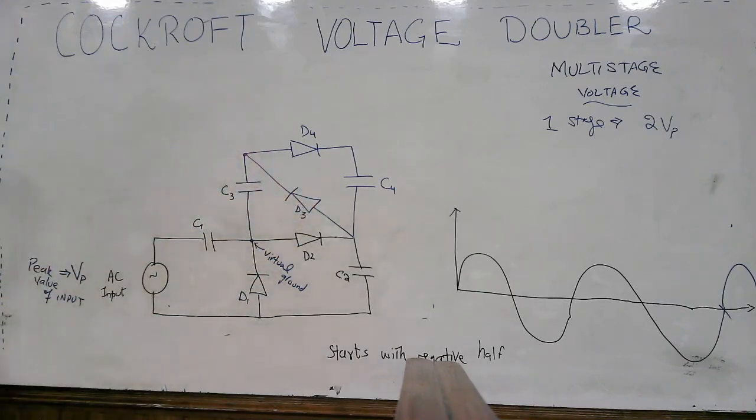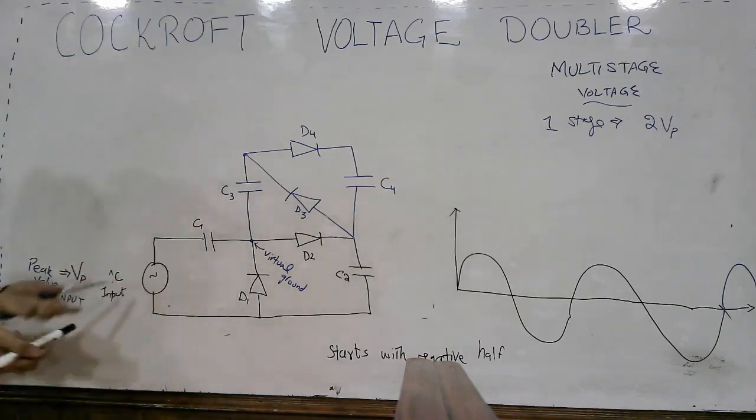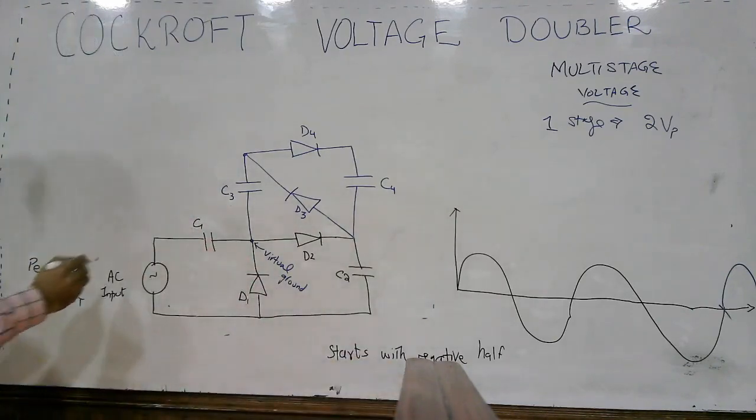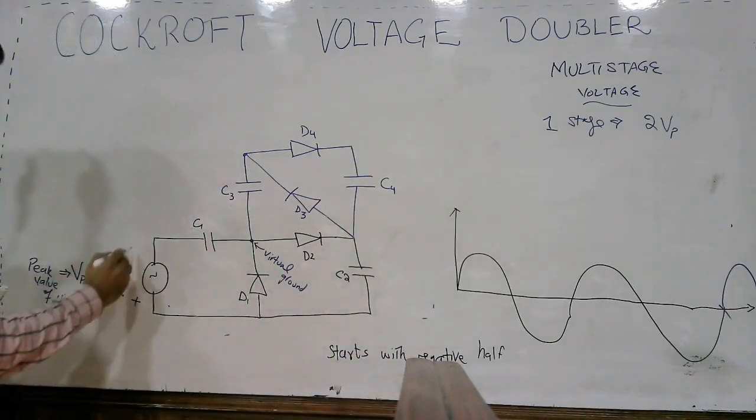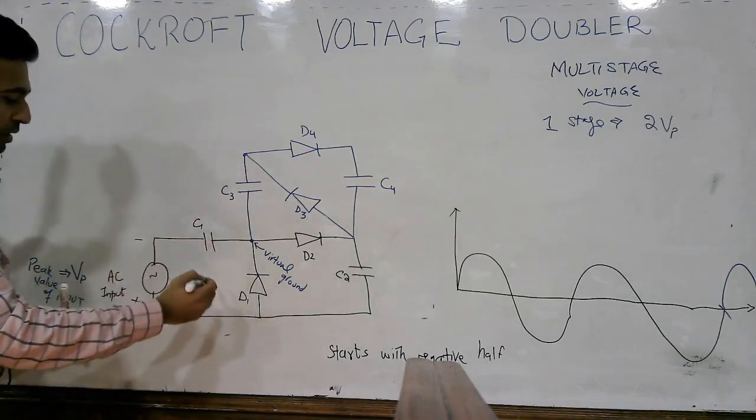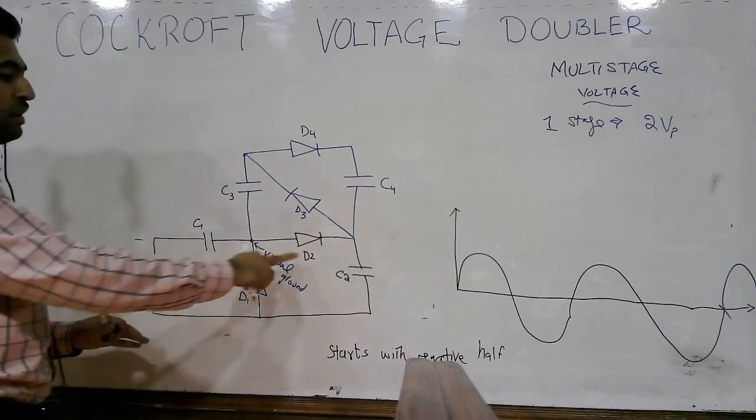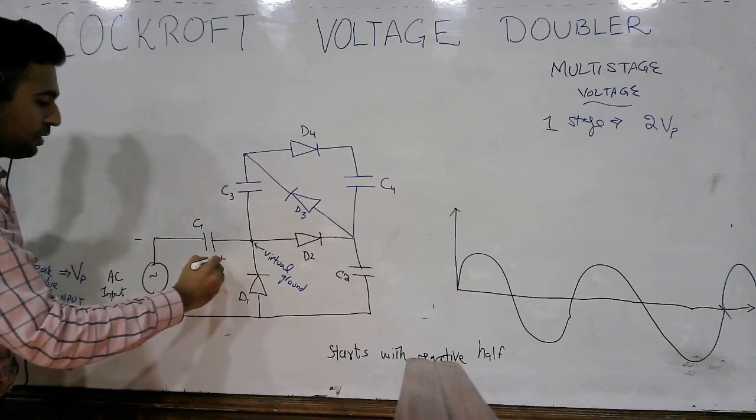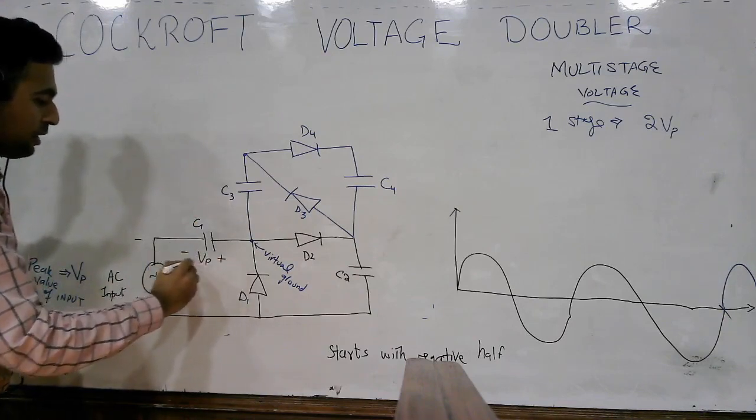Okay, so what happens, let's say it starts with the negative half cycle. When you have the negative half cycle, diode D1 will be forward biased and D2 will be reverse biased. So capacitor C1 will be charged with the voltage Vp.